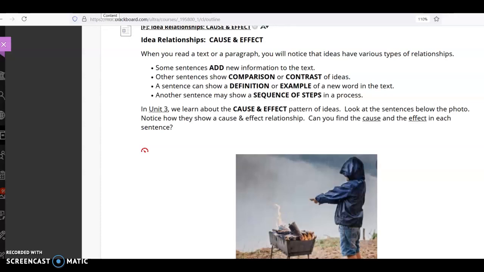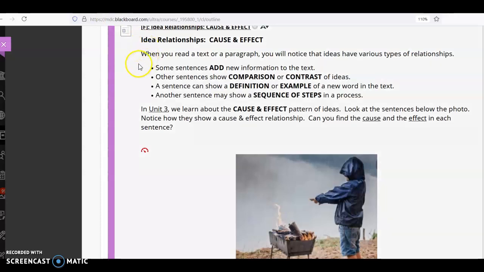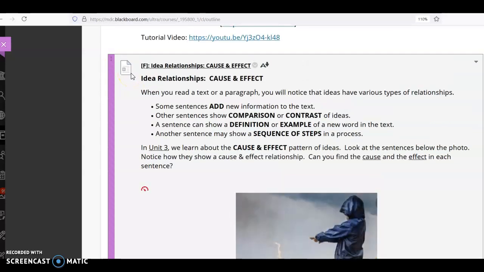Hello, class. This is a quick homework check from page 49 of Reading Explorer. We are working in Unit 3A, and you'll remember from our online class that we discussed cause and effect.